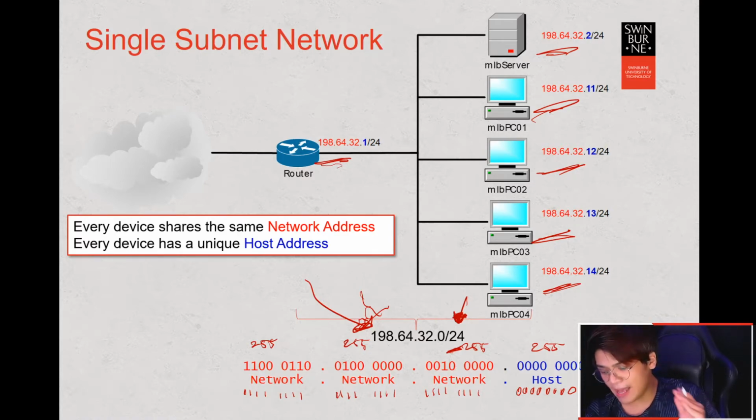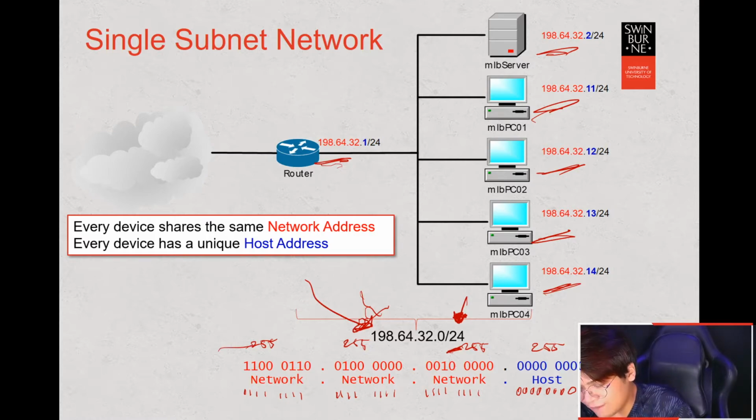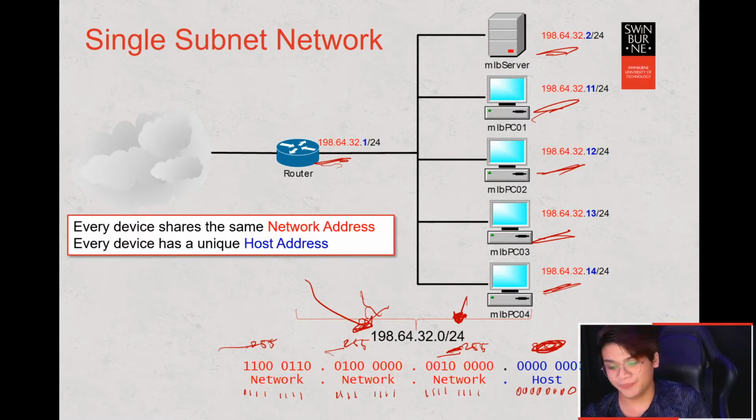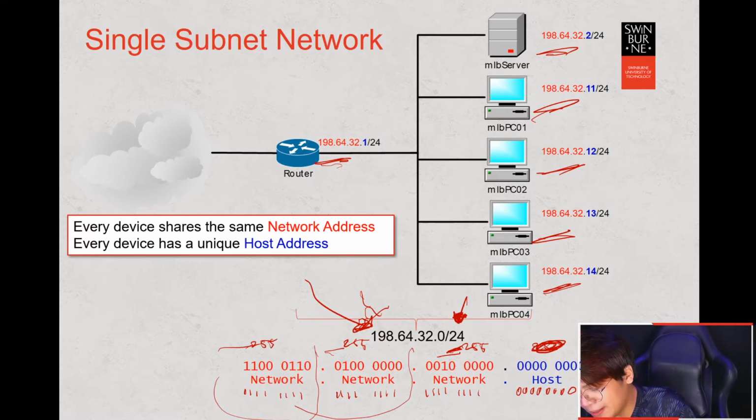The /24 subnet mask is 255.255.255.0. In binary it is 11111111.11111111.11111111.00000000.